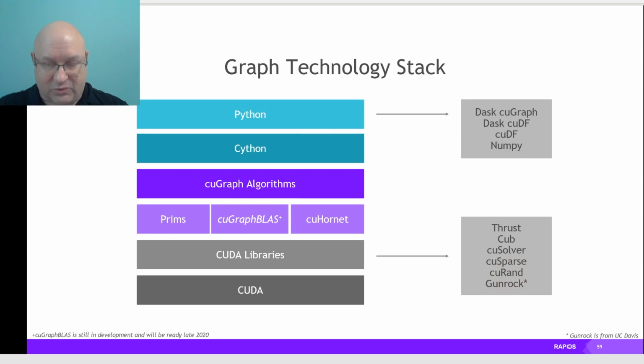So the stack looks quite familiar. There's CUDA at the bottom. CUDA libraries on top of that. We have our own primitives. We have our own algorithms that use those primitives. We wrap it in Python, and then the user sees a Python layer on top.